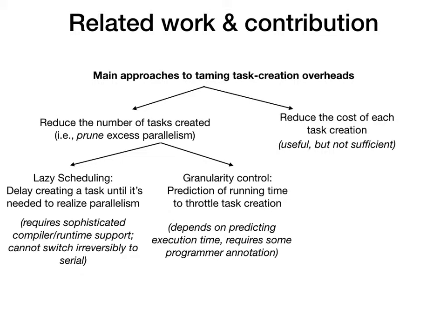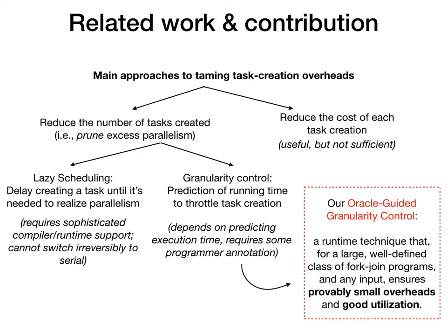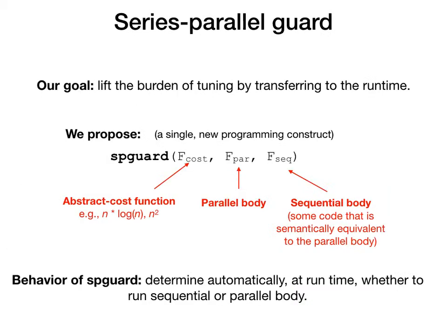So our contribution into this granularity control space is a runtime technique that applies to a large, well-defined class of fork-join programs and ensures provably small overheads for tasks, while at the same time guaranteeing good utilization of the processing cores. Our approach is based on transferring the job of the tuning to the runtime system or to the library implementation of fork join.